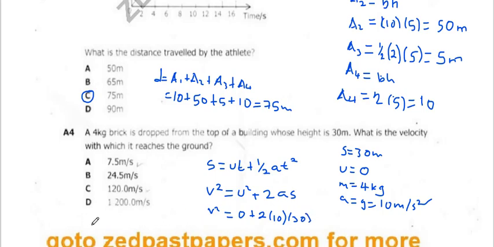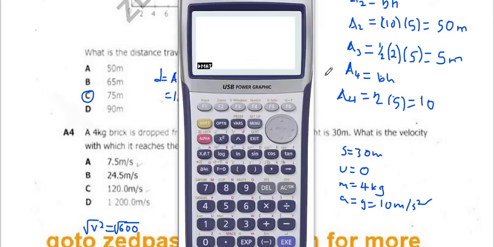So V squared equals 2 by 10 by 30, which gives us 20 by 30, which is 600, right? And we can find the value of V by introducing the square root to both sides of the equation. So let me just get my calculator. We are asked to find the square root of 600. So square root 600, and this gives us 24.